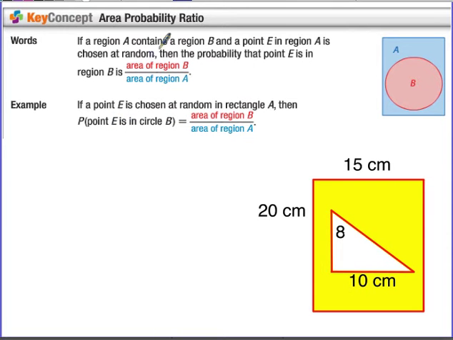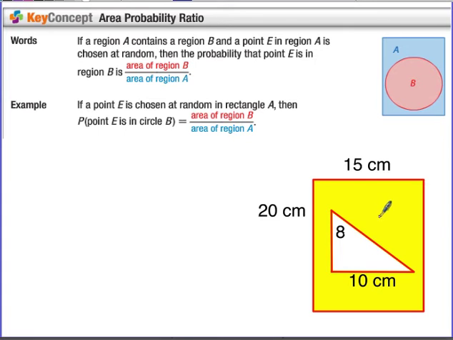The next thing we can do is we also can use area as probability. If a region A contains region B, so the rectangle contains the circle, and point E in region A is chosen at random, so we're going to throw a dart at this board, it's going to land in a random spot, then what is the probability that E is in region B, or the random point is inside the circle? It's just going to be the area of the circle over the area of the rectangle.